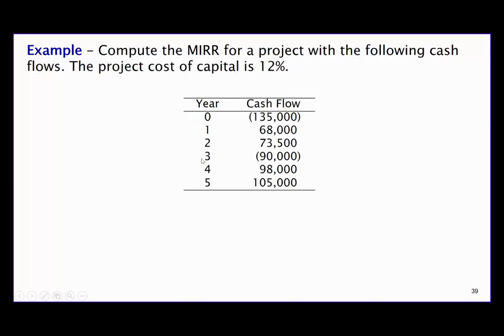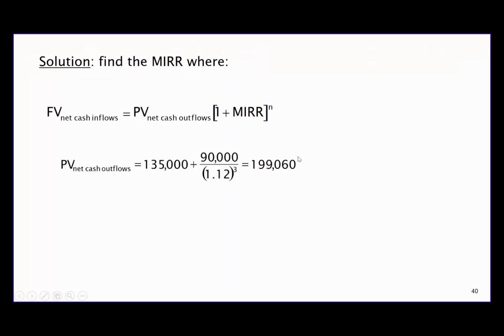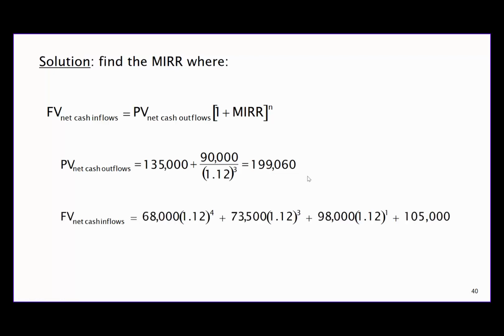If you go back to the table for the project, you have negative at time 0, negative time 3. Ignore that at this step. We need to have a positive number here. So I've treated both of them as positive. Discounted the $90,000 cash outflow in year 3 at 12%. The present value of the net cash outflows is $199,060.